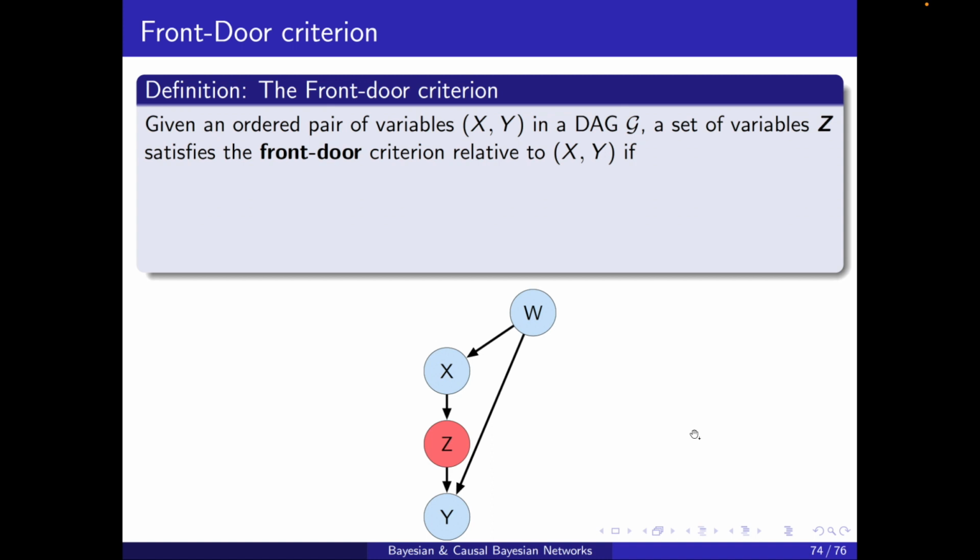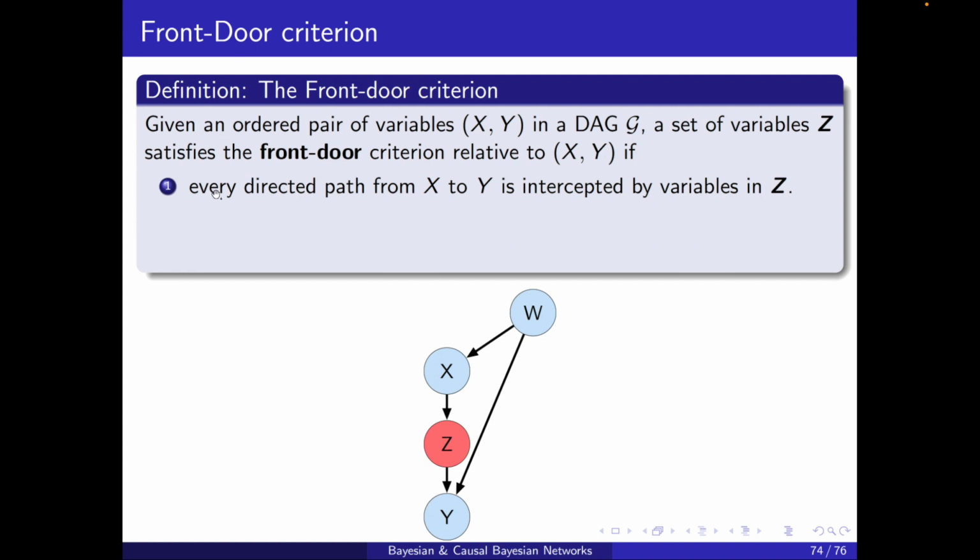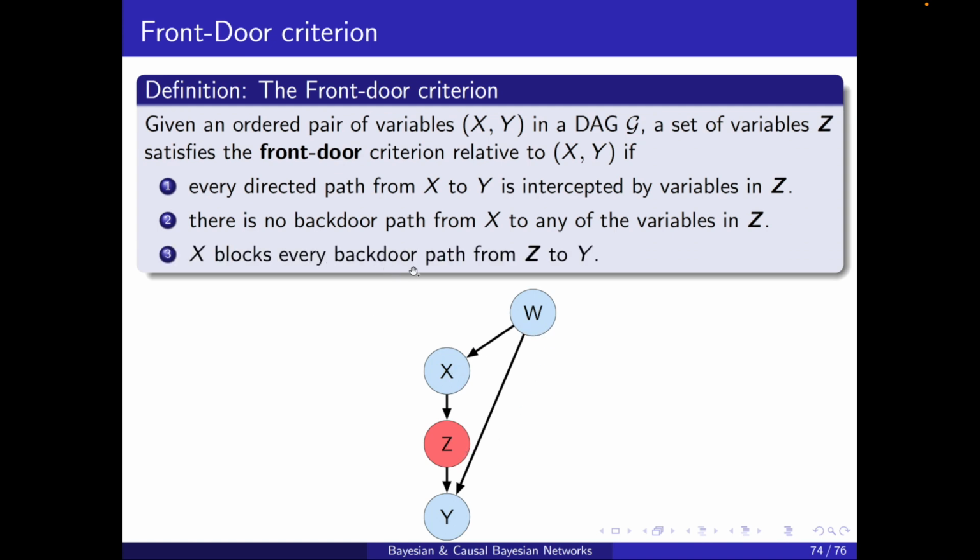Great. Again, to generalize what we just did, here's the definition of the front door criterion. Given an ordered pair of variables x, y, and DAG G, a set of variables z satisfies the front door criterion relative to x, y if the following three conditions are satisfied. First, every directed path from x to y is intercepted by z. Second, there is no backdoor path from x to any of the variables in z. And third, x blocks every backdoor path from z to y.